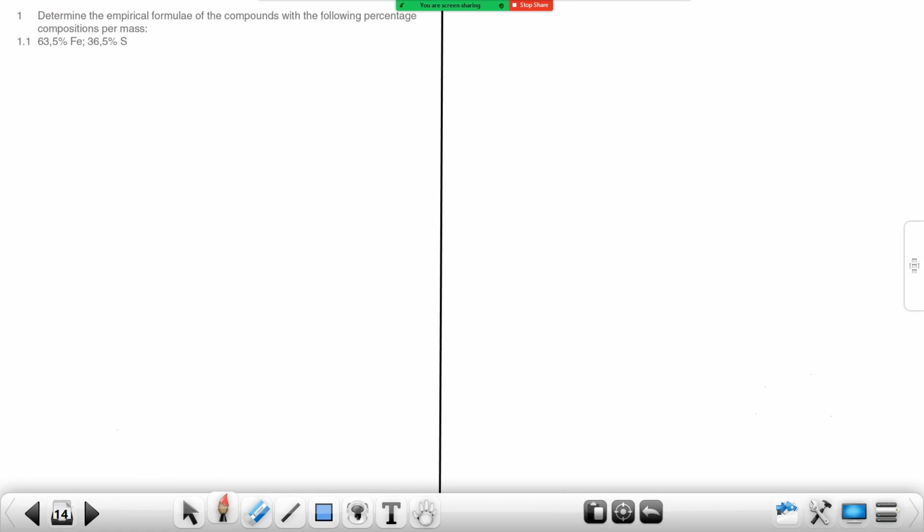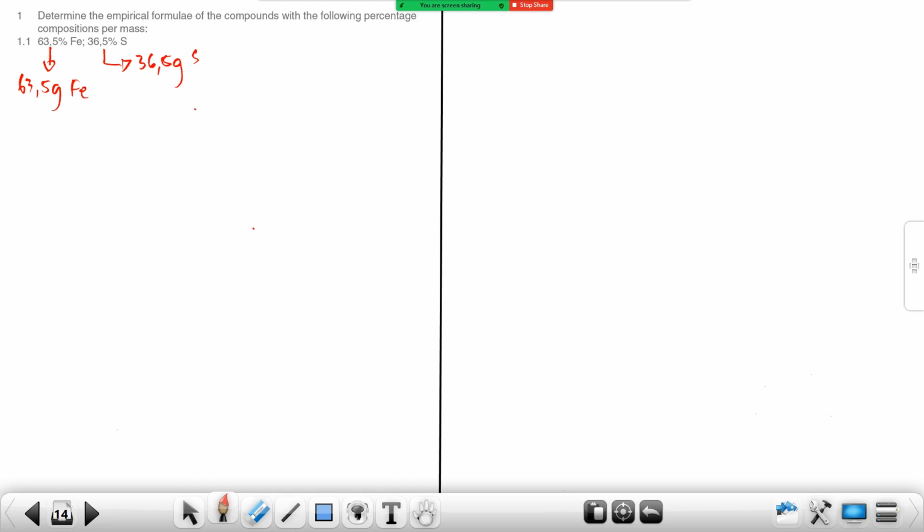So the question here says, determine the empirical formula of the compound with the following percentages. So we are given the percentages. Remember, if we are given percentage, it basically says we have now 63.5 grams of iron and 36.5 grams of sulfur.